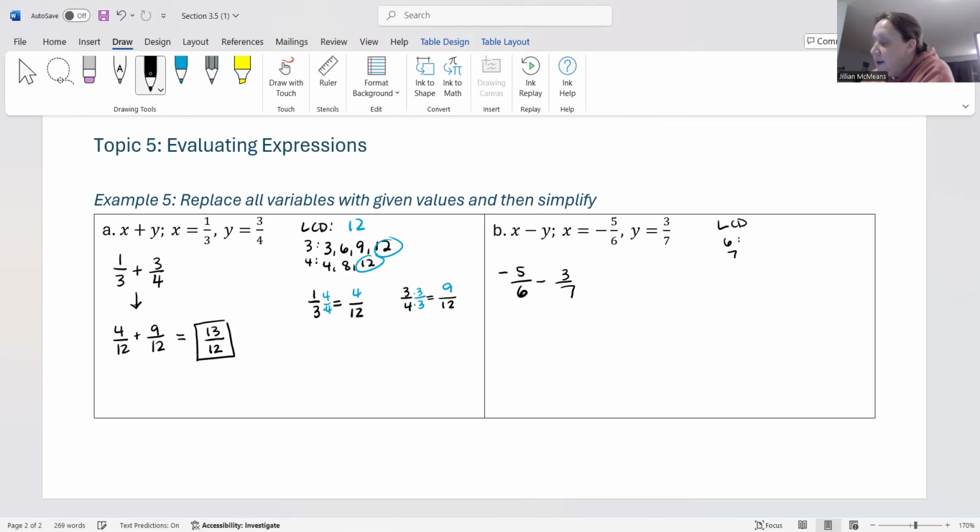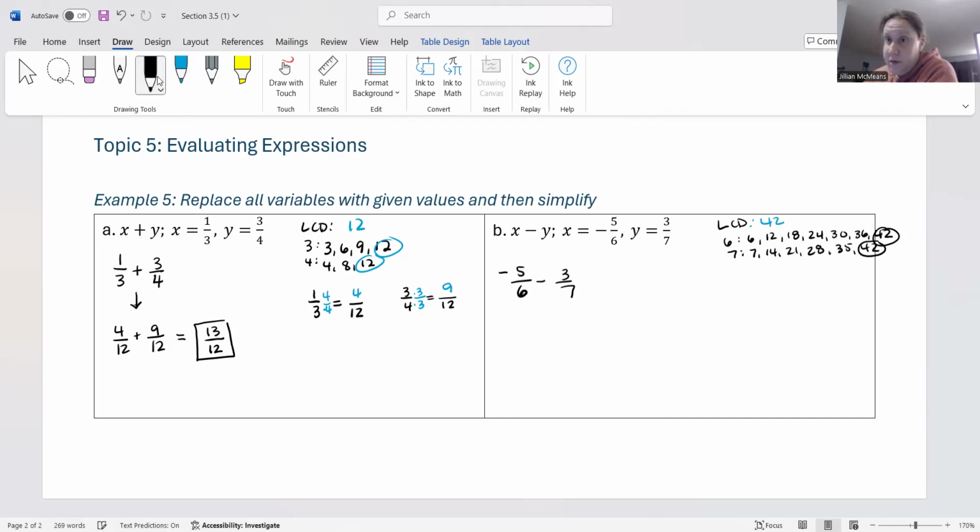So let's see. 6 times 1 is 6, times 2 is 12, times 3 is 18, times 4 is 24, times 5 is 30, times 6 is 36, times 7 is 42, and I'm going to stop there because I think that's going to work. 7 times 1 is 7, times 2 is 14, times 3 is 21, times 4 is 28, times 5 is 35, and times 6 is 42. Okay, so we know now that the LCD is 42.